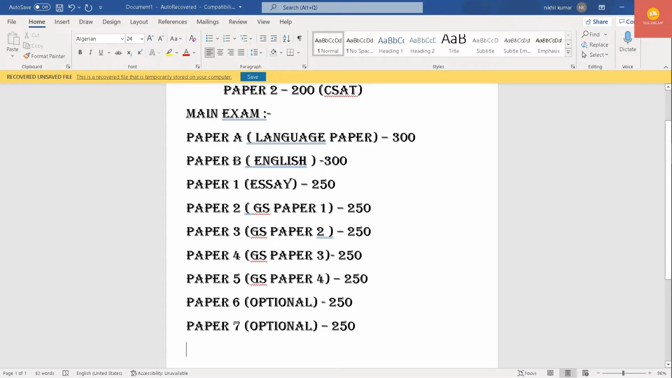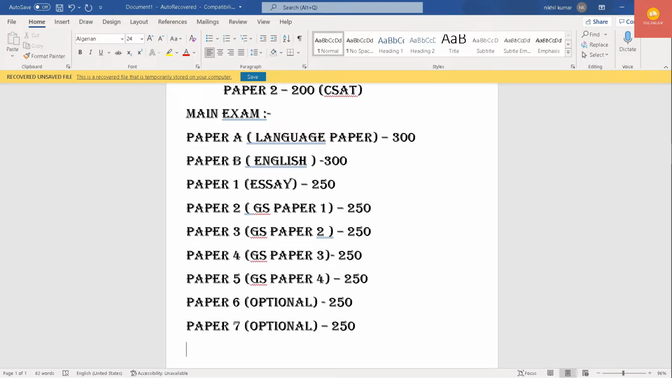We have talked about the mains papers, that is paper A, paper B, and further paper 1, 2, 3, 4 and up to 7. We have seen all the related marks for each paper.